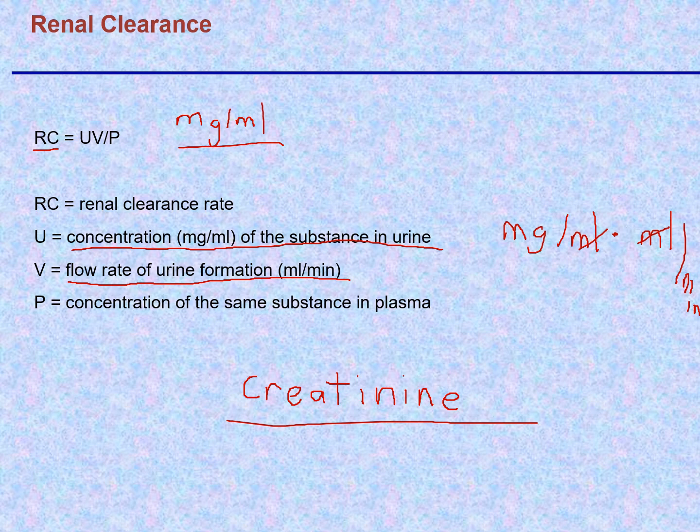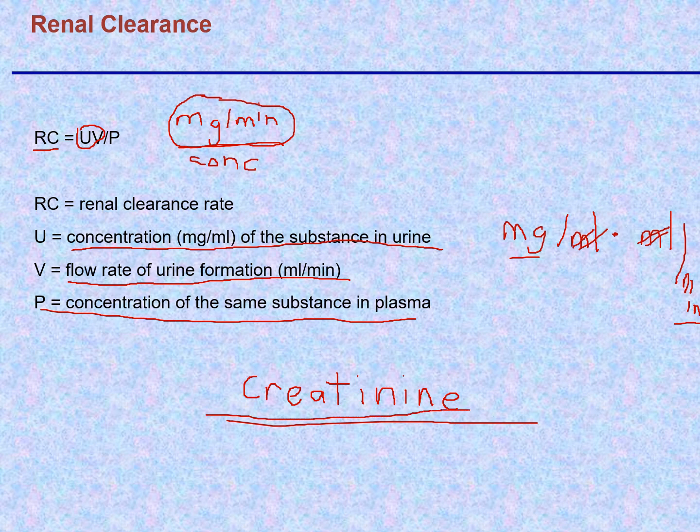This is divided by the concentration of the substance in the plasma. I'm sorry, I made a mistake. It's not milligrams per milliliter, it's milligrams per minute, of course. Here we go, milligrams per minute. Because the two milliliters cancel out here, you have milligrams per minute when you look at this part of the equation, divided by concentration P of the same substance in the plasma. So essentially it's looking at clearance here: the amount being put out in the urine, divided by the amount of the substance in the plasma. And they're always going to look at creatinine. That's the key thing that they measure.